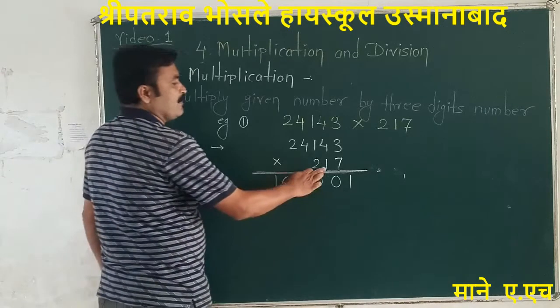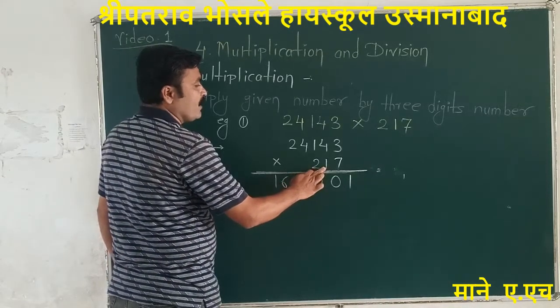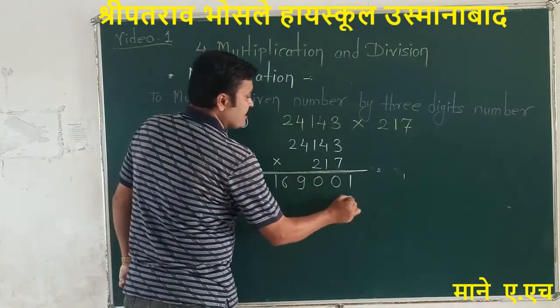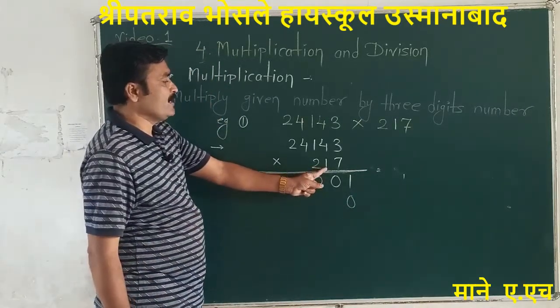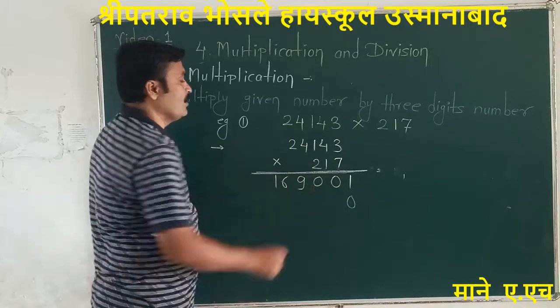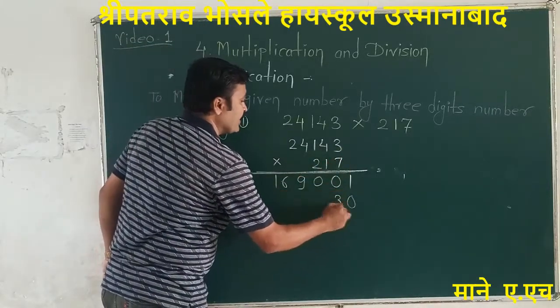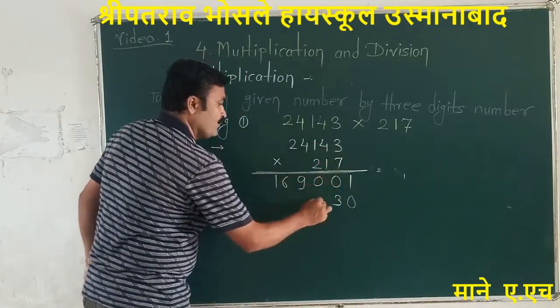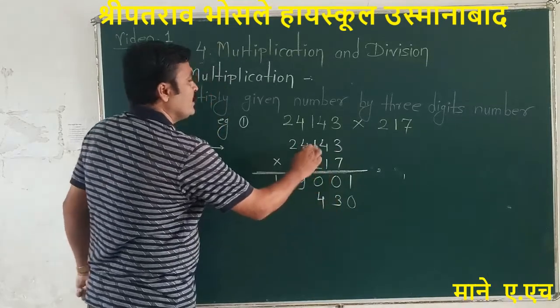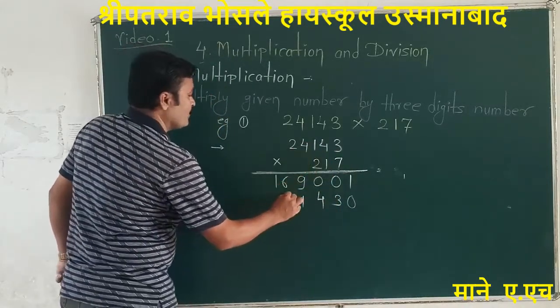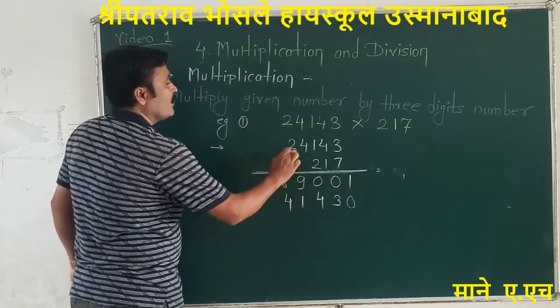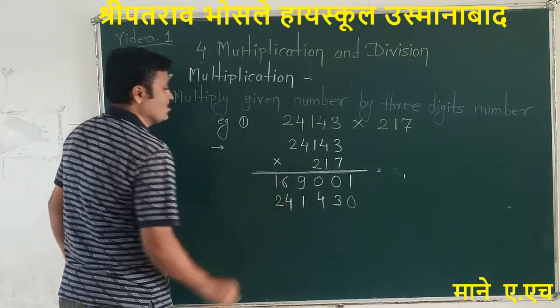Now we have to start by 1, but before starting by 1, we take a single 0 there. Now we can start by 1 here. So 1 into 3, 1 3s are 3. 1 into 4, 1 4s are 4. 1 into 1, 1 1s are 1. 1 into 4, 1 4s are 4. And 1 into 2, 1 2s are 2.